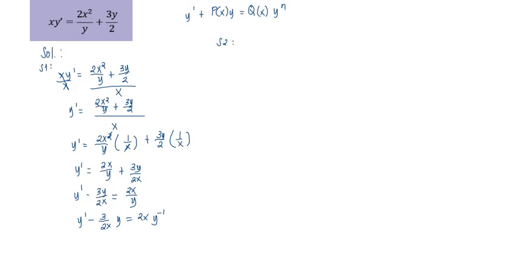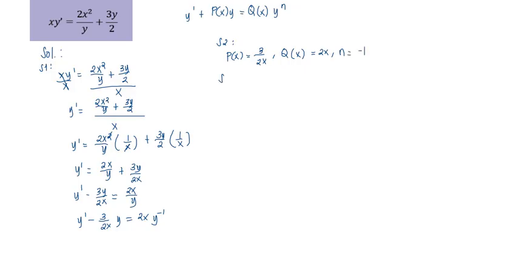Step 2, as you can see, is to identify the values that we need. So the values that we need are p of x, q of x, and our n. So which is our p of x? Of course, we have already identified that one while we are transforming the equation. So yung p of x natin is 3 over 2x. And then our q of x there is 2x. And our n is equal to negative 1.